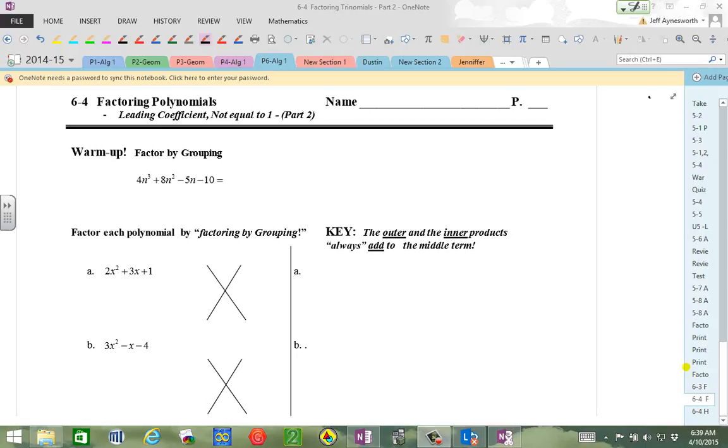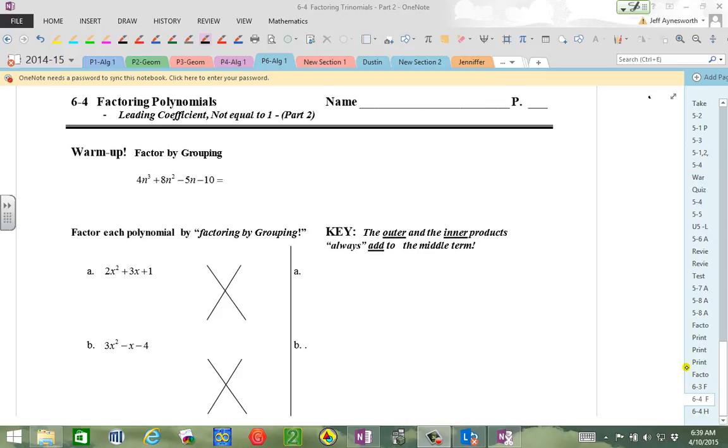Hey everybody, good morning. This is Mr. Ainsworth, and we're going to get into our fourth lesson on factoring trinomials. We're going to use our main technique, which is called factor by grouping. This is part two of a series of lessons, where we factor a trinomial where the lead coefficient is not 1.